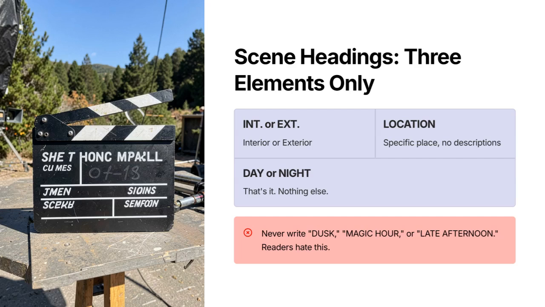But here is where writers panic. They start adding dusk and magic hour and late afternoon. Readers hate this, therefore keep it clean. Below the heading goes action lines, present tense, active voice, only what the camera can see.